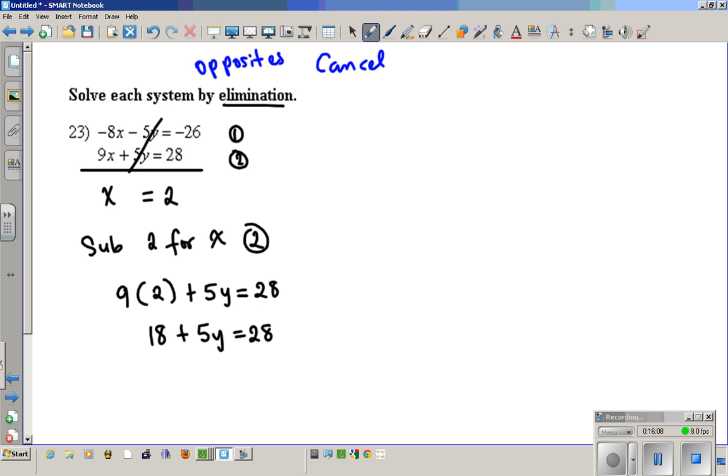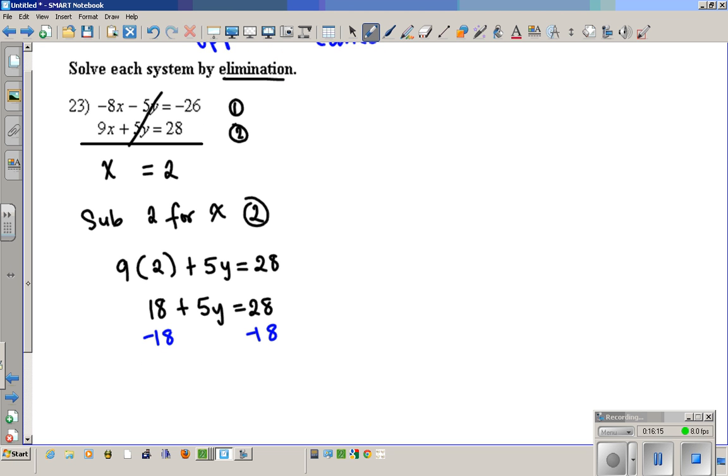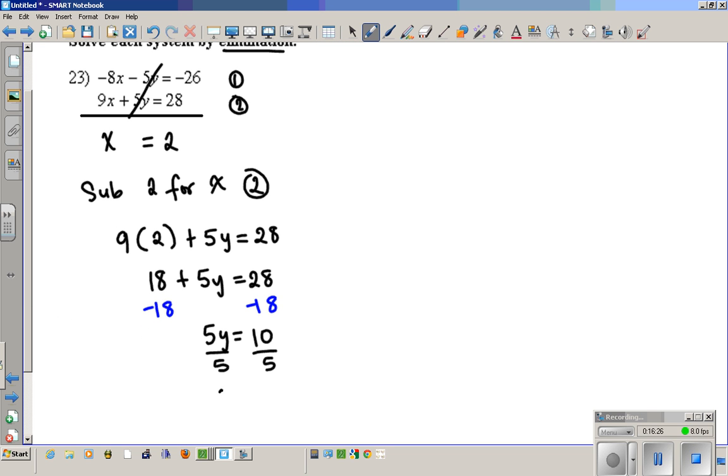Okay? Subtract 18 from both sides, and you have 5y equals 10. Divide both sides by 5, and you end up with y equals 2. Alright? So our solution is basically 2 comma 2. So is this right? We have to do a check.